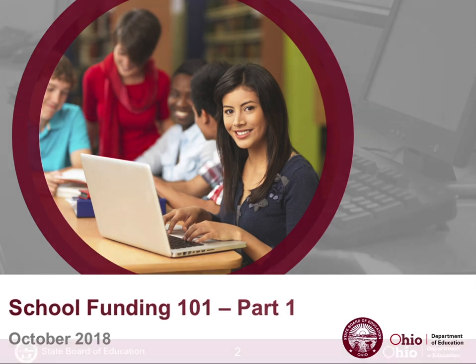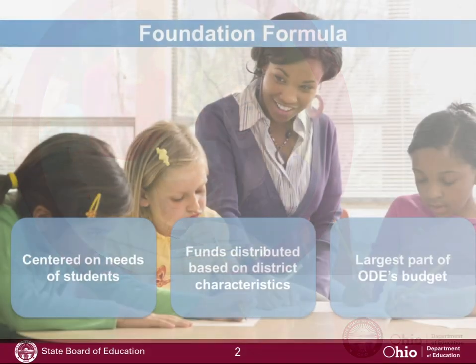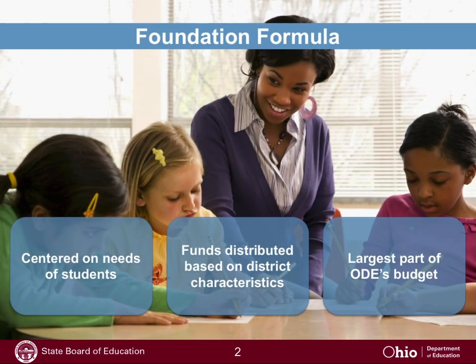But the first point we really want to make is that the foundation formula is, in fact, anchored in a couple of key principles. The first one, and this meshes nicely with the strategic plan, is that it's really centered on the needs of students. And you'll see throughout that we actually make a differentiation between different types of students and accommodate those realities through the funding formula. So it's one of the key attributes.